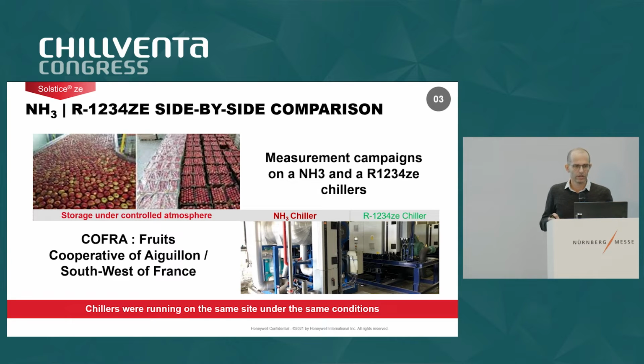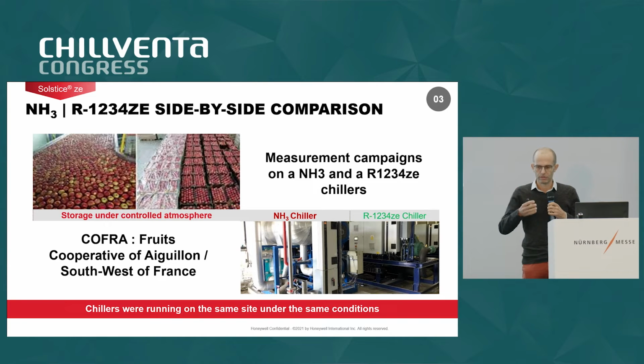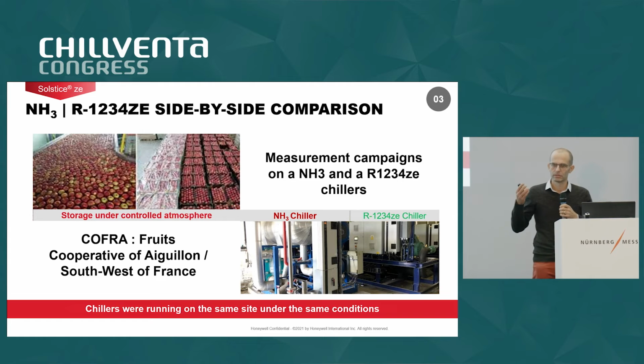And in this huge apple storage, we have different chillers. So the company made the choice to install 2 chillers, 1 ZE and 1 ammonia, in order to compare these 2 chillers at the same place, under the same conditions, over the same period, to see what the performance of each chiller is.